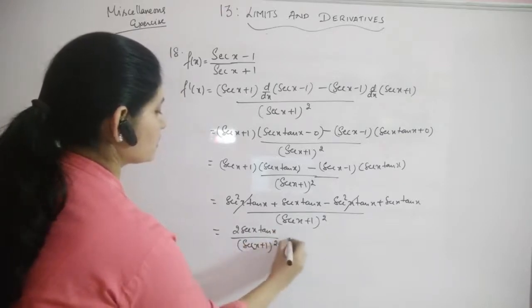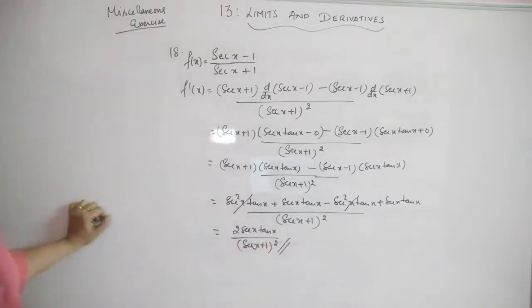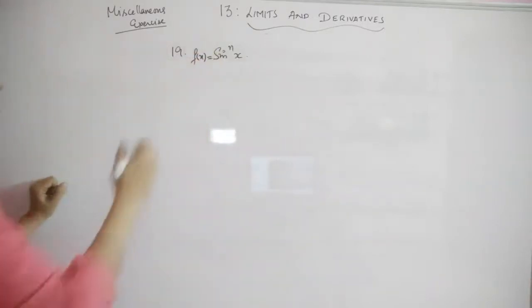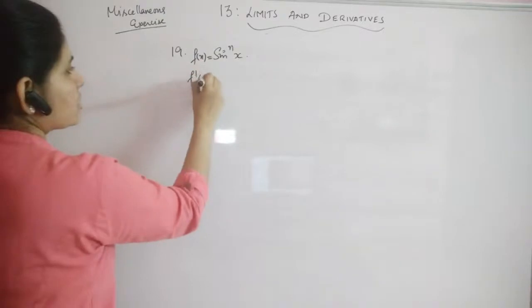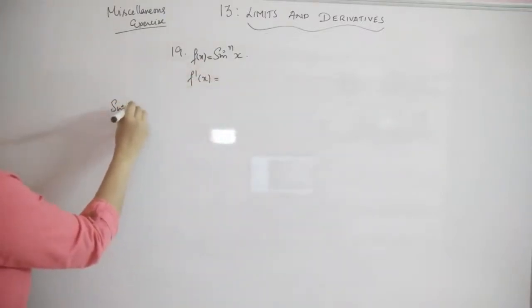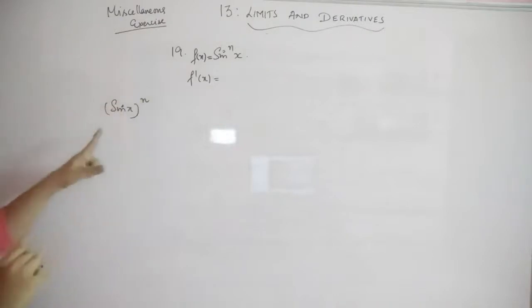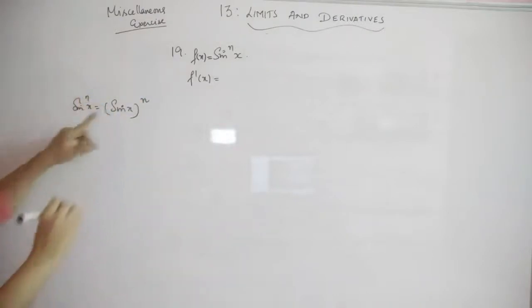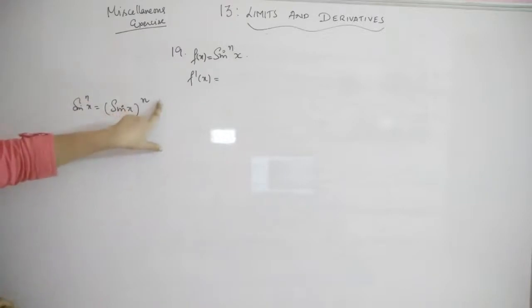Okay. So the next question is sin raised to nx. F dash of x will be, again sin raised to nx is same as sin x the whole raised to n.